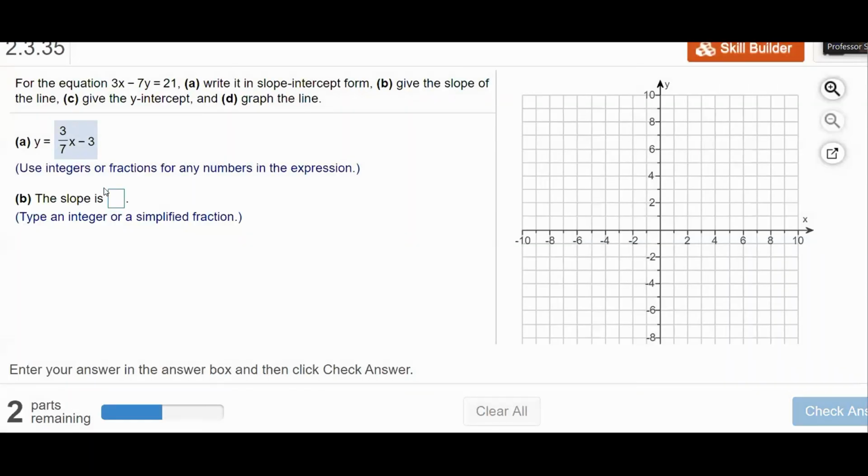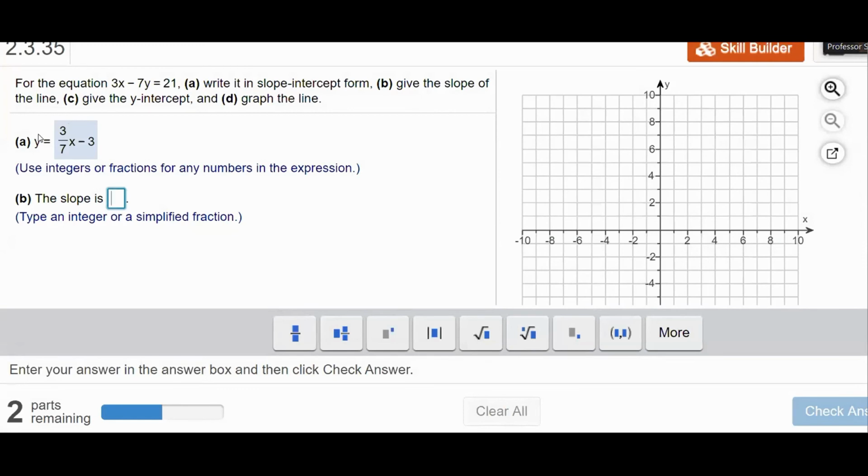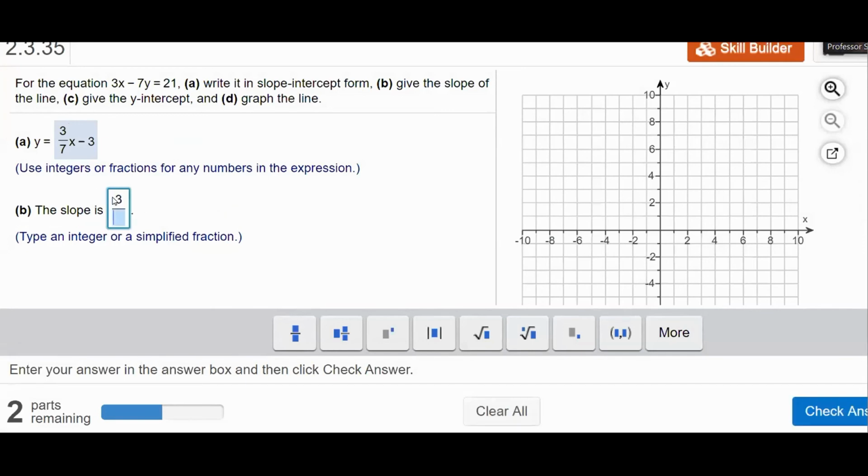When you give the slope, it is just the number in front of x, not back here. It is just the number in front of x when you have it in the slope-intercept form, when y is isolated. Don't type the x, just type the number.